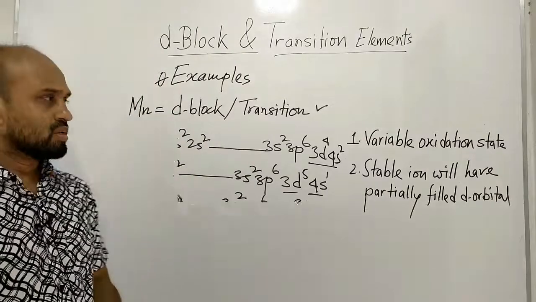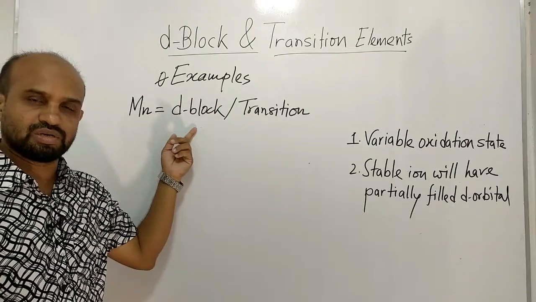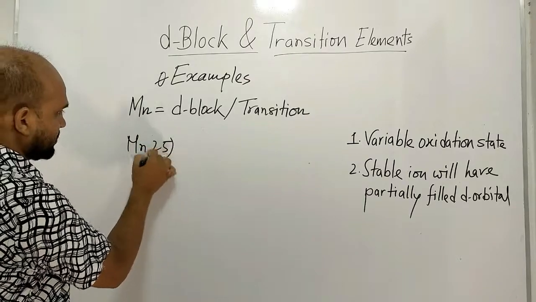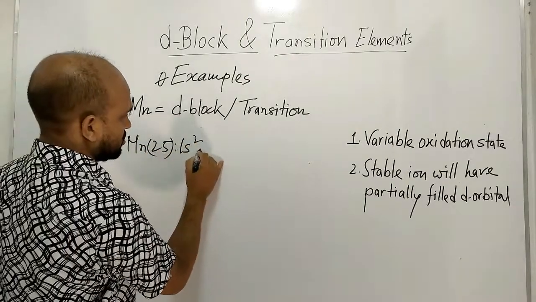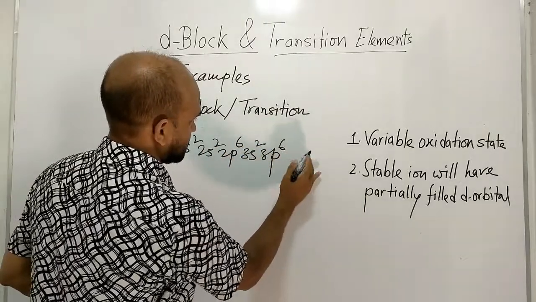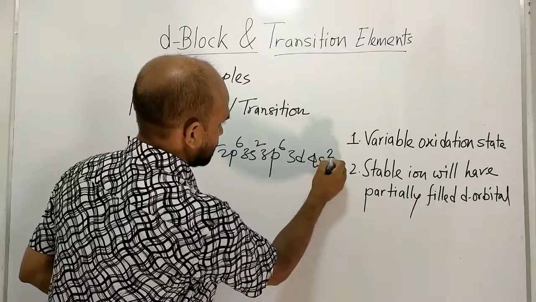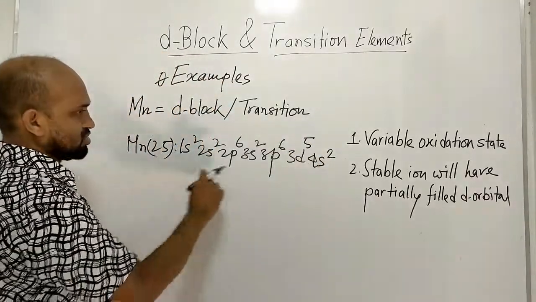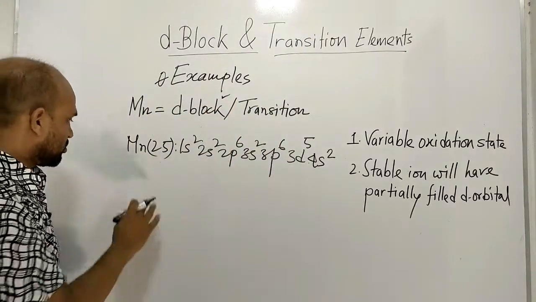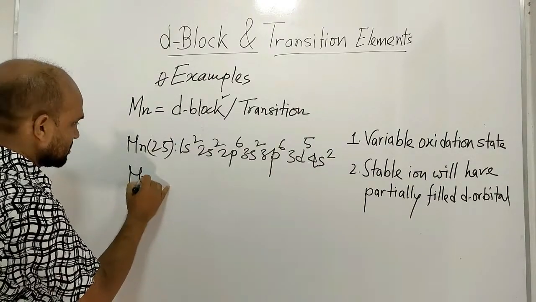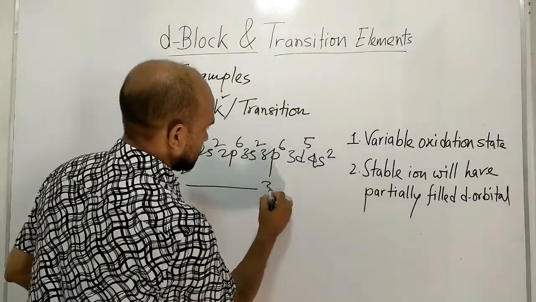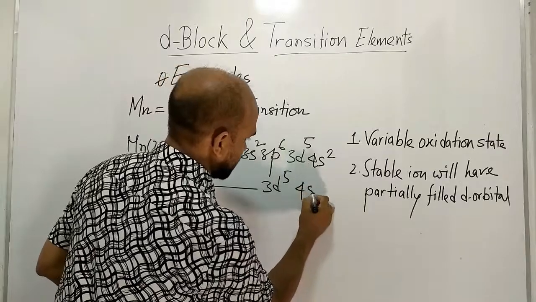Let's see another example. Manganese is a d-block element. Let's see whether it is transition. Electronic configuration of manganese: 1s2, 2s2, 2p6, 3s2, 3p6, 3d5, 4s2. The last electron enters the d orbital, that is why this is a d-block element. Now let's see some ions of manganese, first of all 2 plus: 3d5, 4s0.